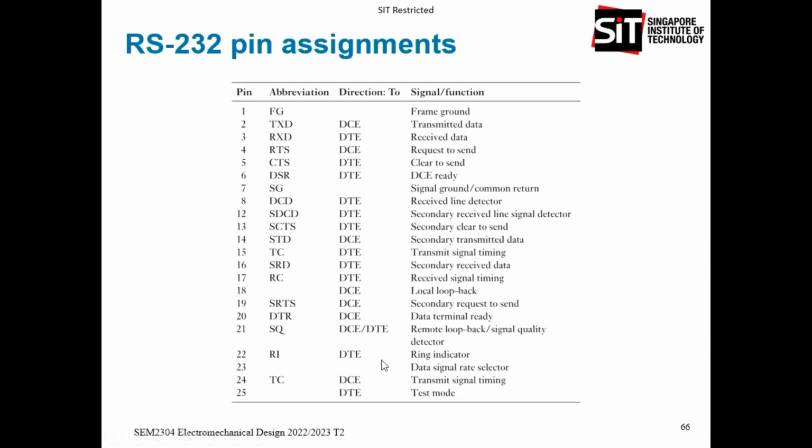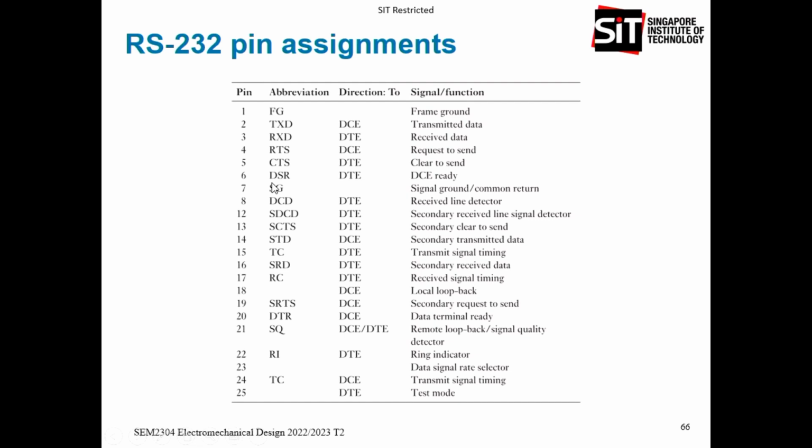So these are the 25 pins that are defined for RS-232, but not all are used. The ones that we use are pin 2, which is transmit, pin 3, receive, and one more, which is the signal ground, pin 7. The rest, ready to transmit and all these things, we don't really use.